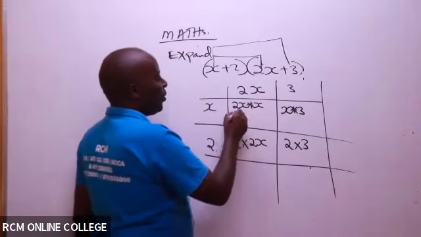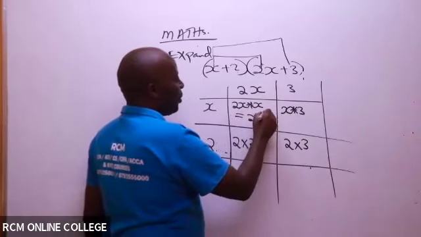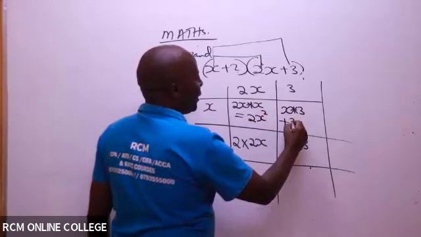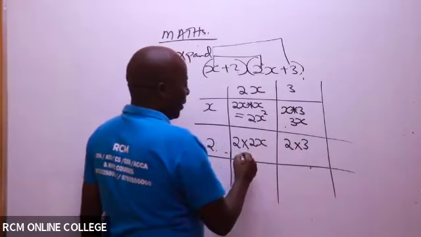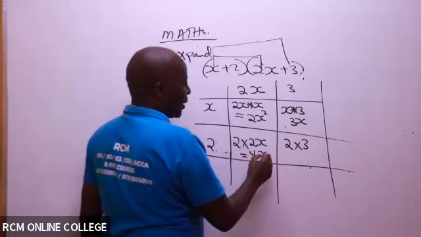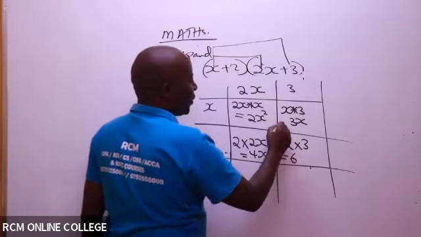So if I go ahead and multiply, this will be 2x squared plus 3x, like that. And then we have this is 2 and 2. This gives me 4x. And this gives me 6 like that.